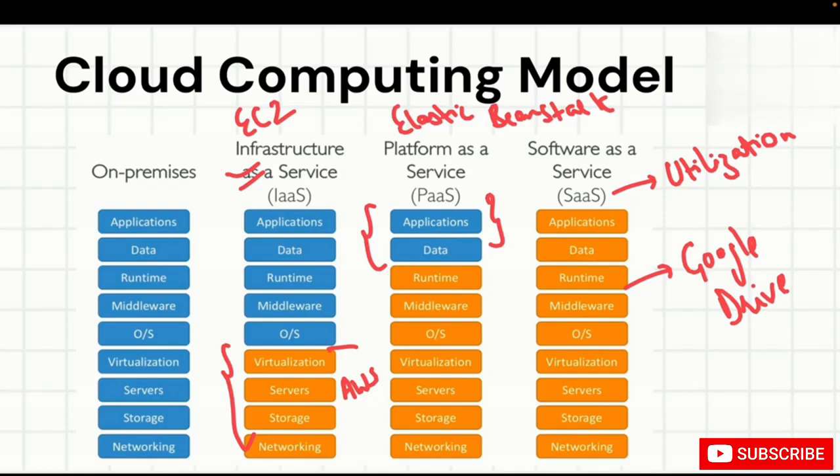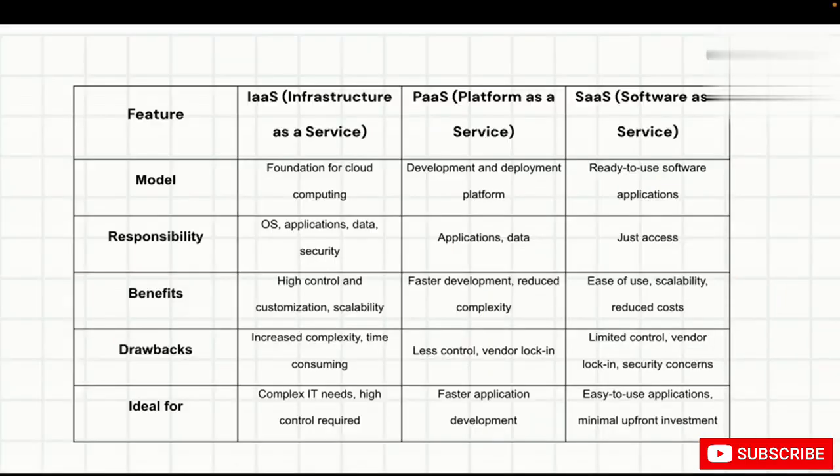To cover all of it once again, infrastructure as a service is the foundational computing model, most primarily used through EC2. We have the responsibility for the operating system, applications, data and security. The major benefits are that we have more control over the use case, high control, customization is possible and scalability is allowed. Moreover, the drawbacks are that it is highly complex and we need time for the services, and it is ideal for high control activities.